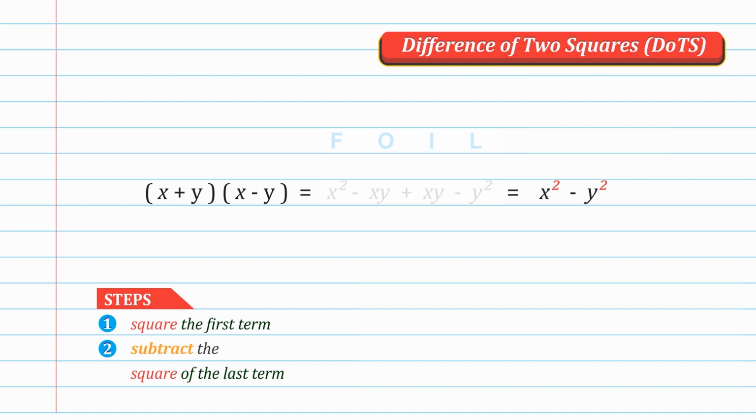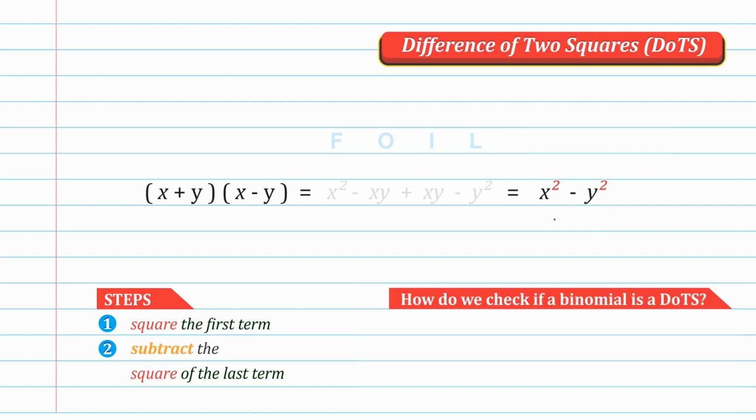Those two should be perfect squares. We know that x squared is a perfect square and also y squared is a perfect square. Therefore, this binomial is a difference of two squares. Or sige, lista na lang din natin. How do we check if a binomial is a DOTS?